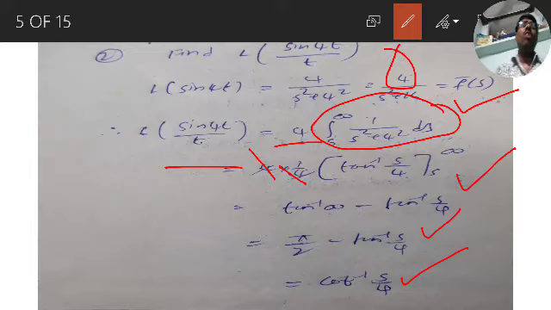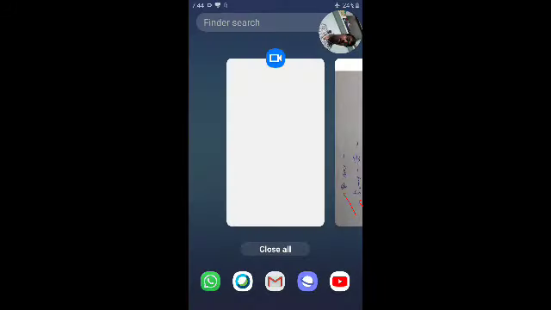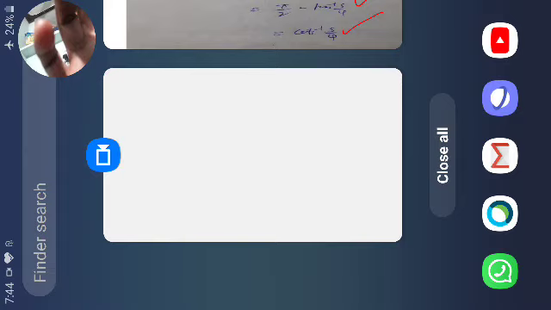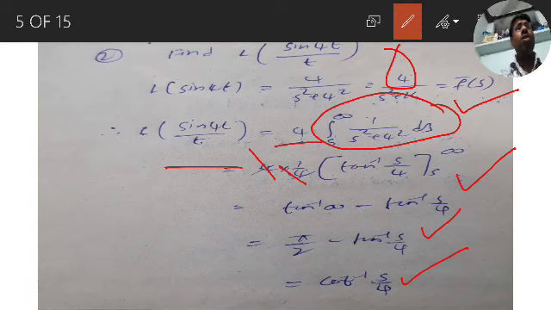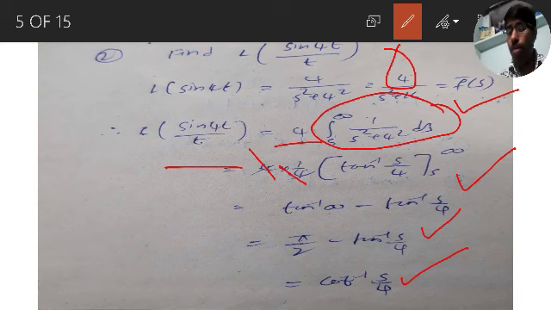So first of all you need to identify in which method we have to solve the problem. Here sin 4t by t, clearly it is the division by t method. Multiplication by t means you have to do the derivative of f bar of s, and division by t means you have to do the integration of f bar of s.